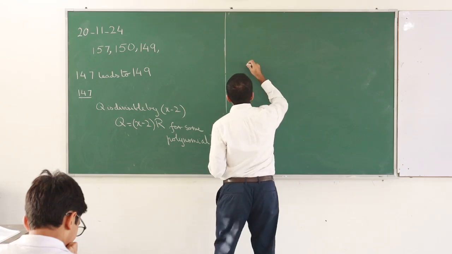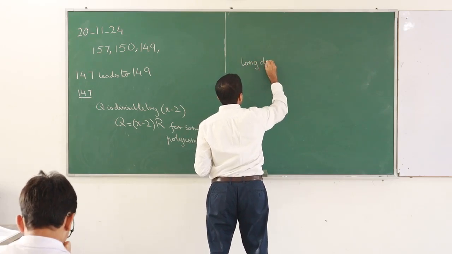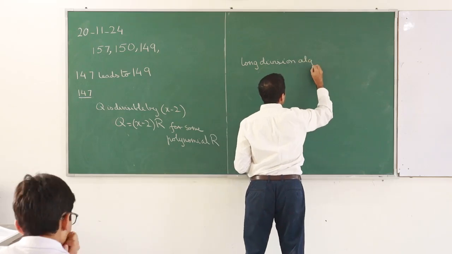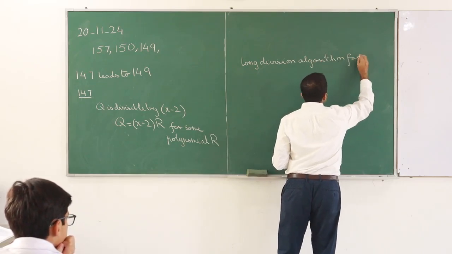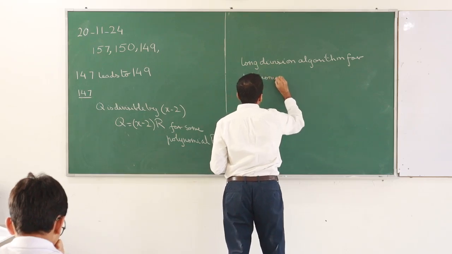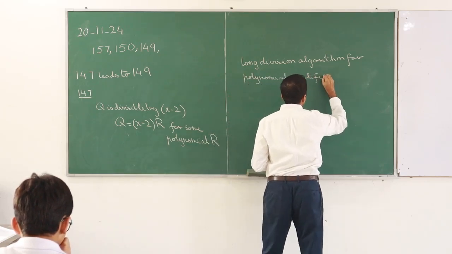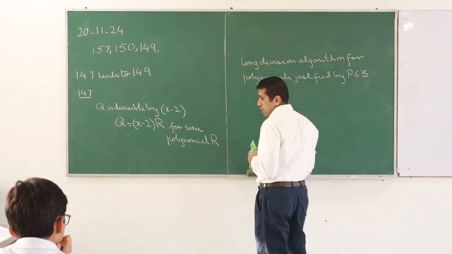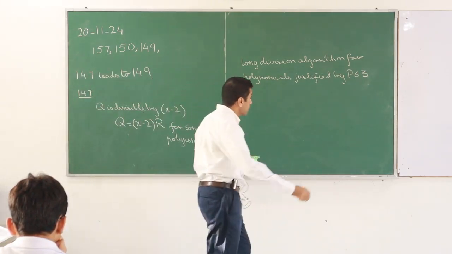The story is that the long division algorithm for polynomials is justified by the work done on page 63, maybe. So the work done on page 63 justifies why the long division algorithm works.